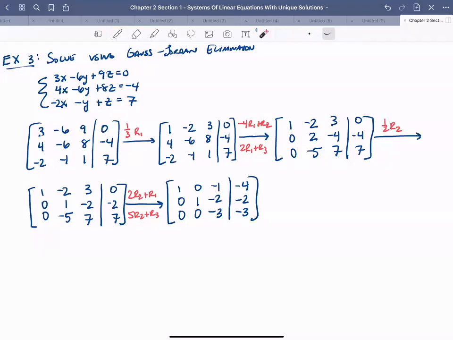So the first thing we're going to do is multiply the second row by 1/2 to make this become a 1. Once we have that, in order to make this become a 0, we multiply the second row by 2, add it to row 1. That becomes a 0. And then the last step here is to multiply this by 5, add it to here, and get that to become a 0.